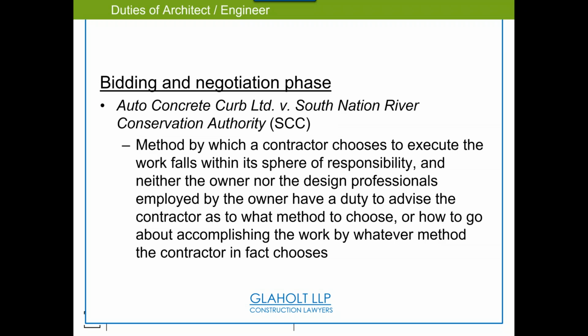So this example here, and I know usually when this is delivered by my lawyer colleague, she does the case law far better than I, so I do apologize for that. But this example looked at the sphere of responsibility for the work. The crux: neither the owner nor the design professionals have a duty to advise the contractor what method to choose or how to do their work. So there's always that question of how much stuff do you put in the model? Hence why when I talked about LOD 300 to 350, that's a very critical jump.